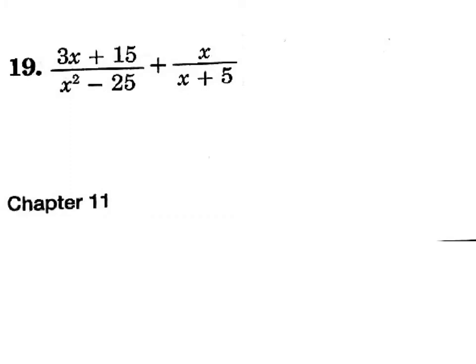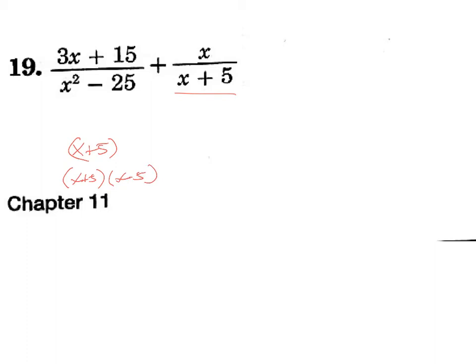How about number 19? Okay, we need a least common denominator, least common multiple for the denominator, I should say. This one's got x plus 5, that's the one on the right. And this other one would be x plus 5 times x minus 5 if we factored it, right? Does that make some sense? That's a difference of squares, right?